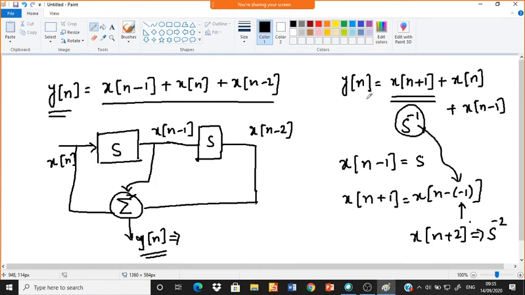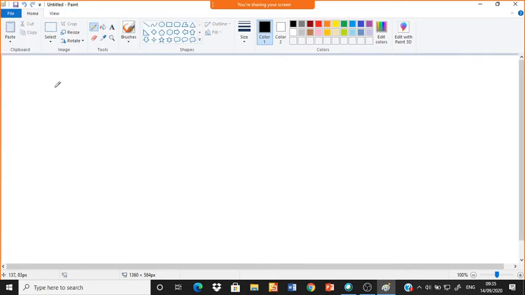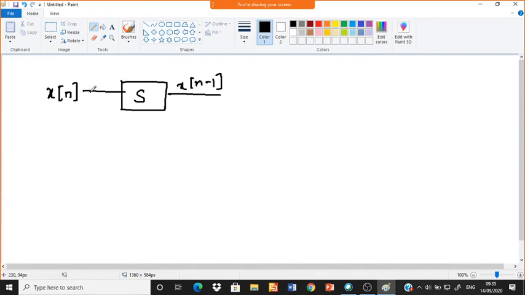Now you can draw this in terms of the system interconnects and see how it will look. So x of n will be there. This is a shift by 1 unit, which is s, and you will get x of n minus 1. In a similar way, you take another system which gives rise to s power minus 1, then you will get x of n plus 1.